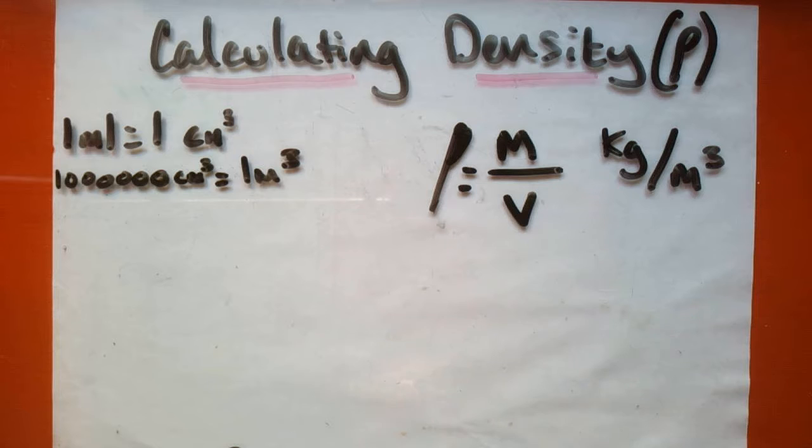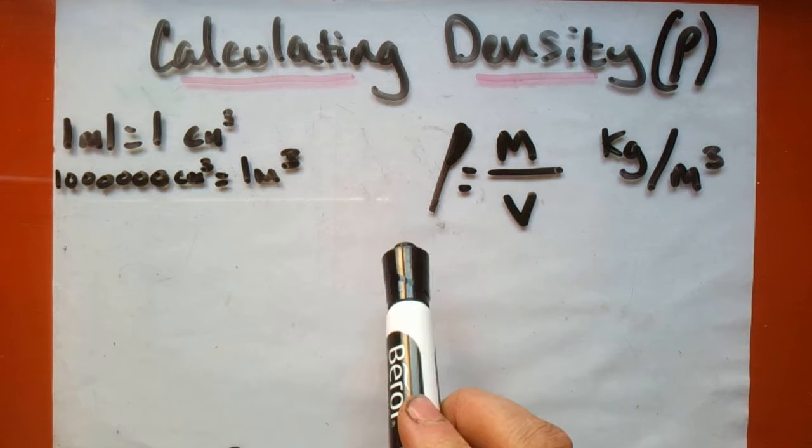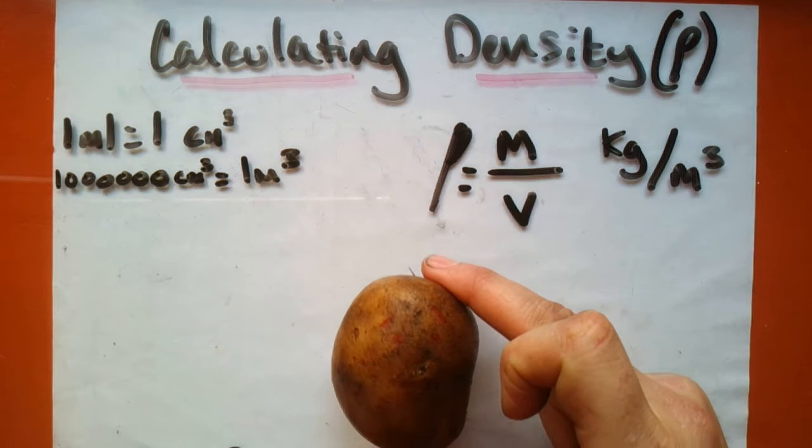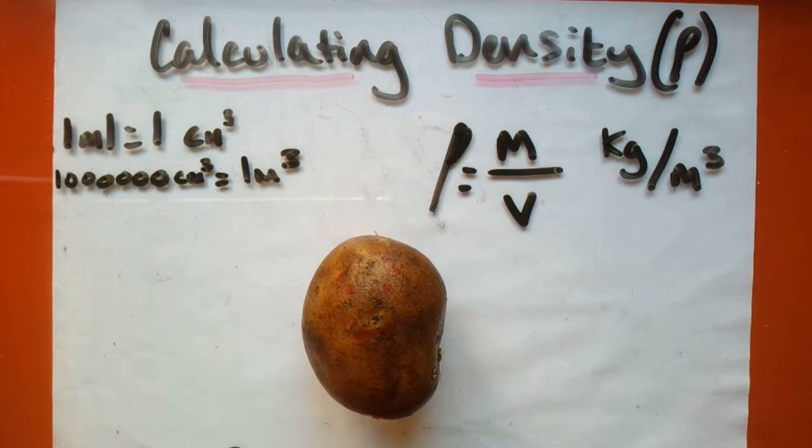Now, calculating a volume is quite easy if you've got a cube, because you just do base times height times width. Where it gets slightly more difficult is when you've got an irregular shaped object, and this is one of the core practicals that we are asked to do in physics. Now, what about if we had a potato here?